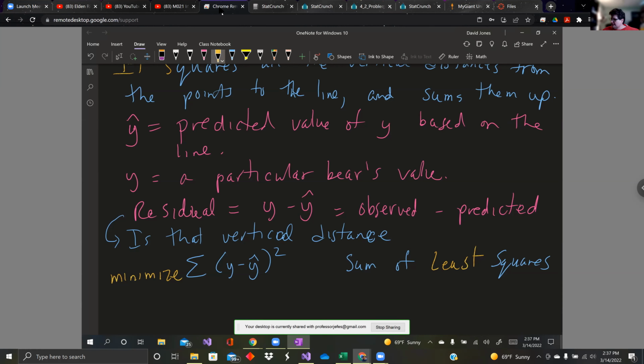So sometimes you'll see in StatCrunch, it will say SSE. I'll go back and see if it shows it on our residual table. This is the sum of squared errors. That error is another word for residual, because it's how far off, how much error the line was from the actual bear.